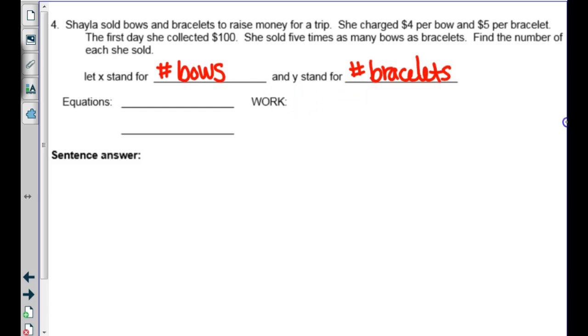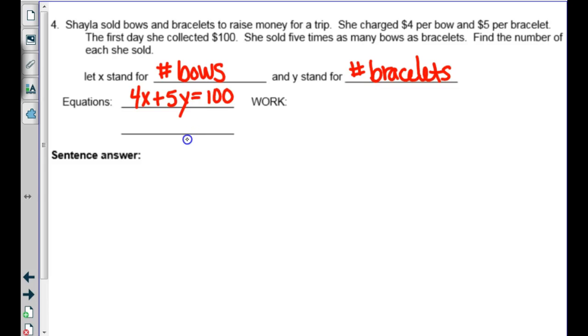Okay, who's got one equation? $4 per bow. $100. Good job. Okay. She sold 5 times as many bows as bracelets.